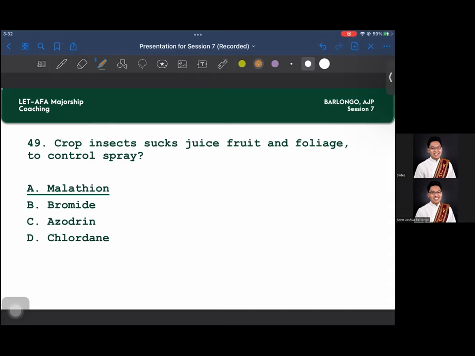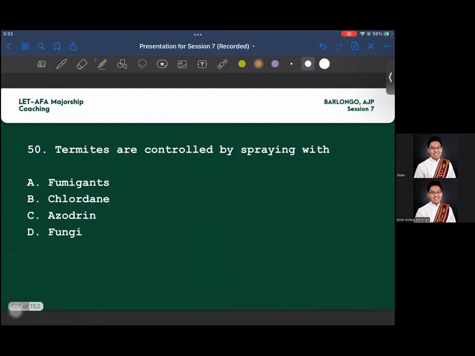So I also encourage you ngayon, as you review, you are now repeating some of the concepts that you have learned for the past months as you review for the LET this coming September. So yeah. Next, number 50. That's just a segue of a specific study tip that I could give you.